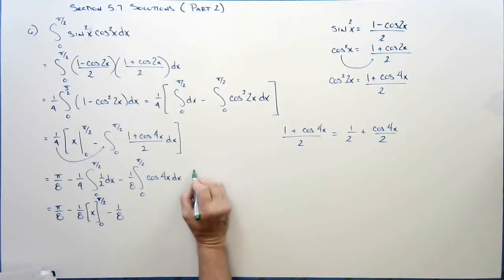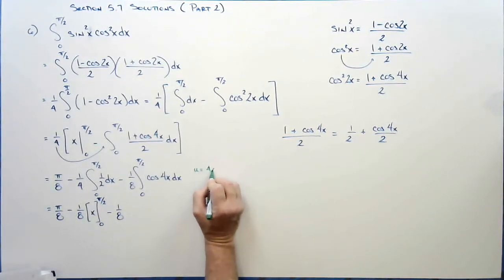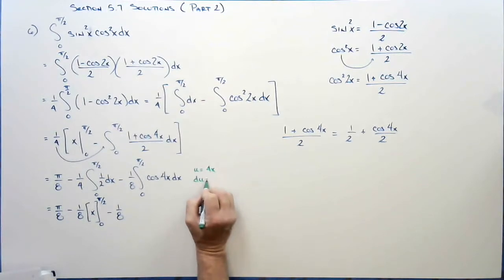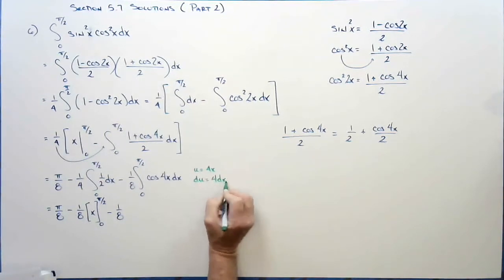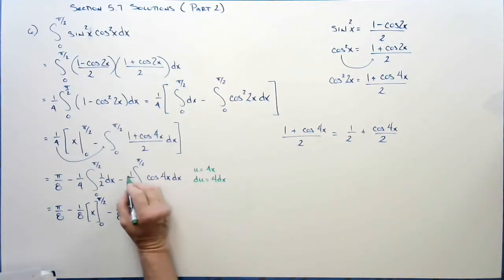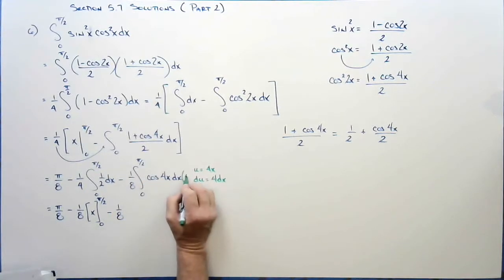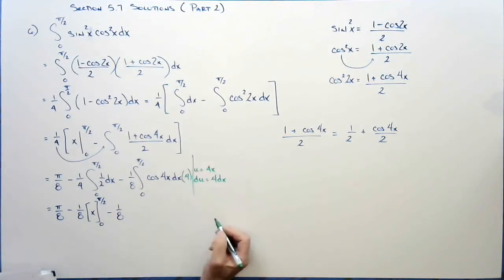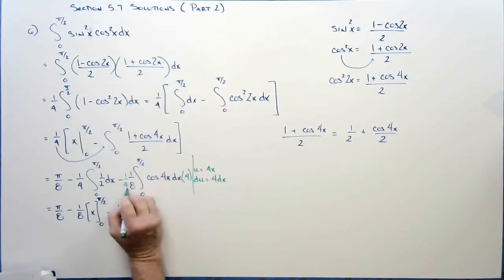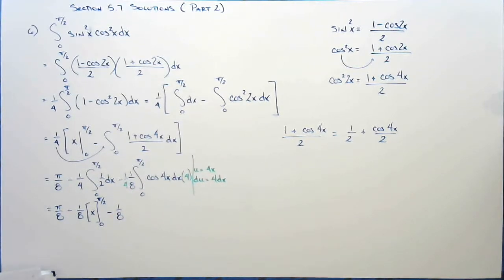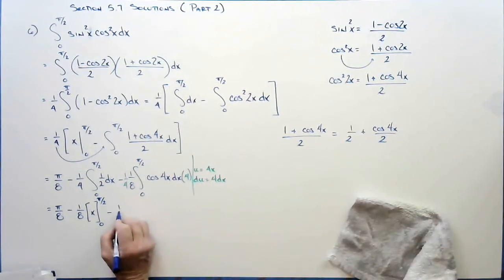We're going to let u equal 4x. du is going to be 4 dx. So we're going to need to put a 1/4. We need a 4 here, right? So we're going to need a 1/4 out in front to balance that. So this is going to be not 1/8, but instead 1/32.